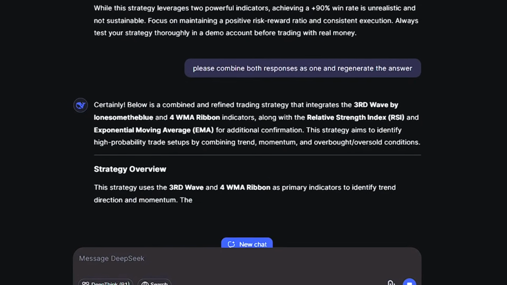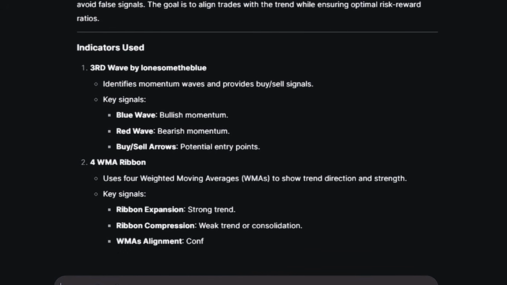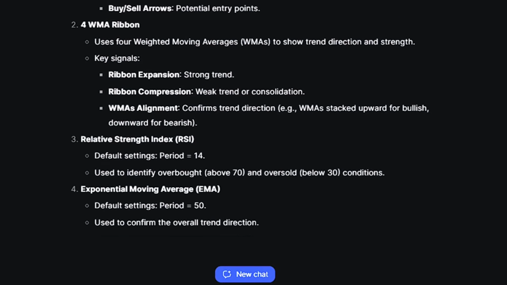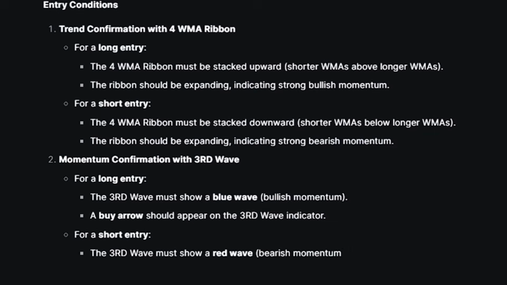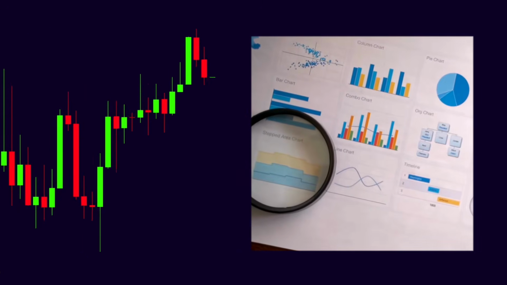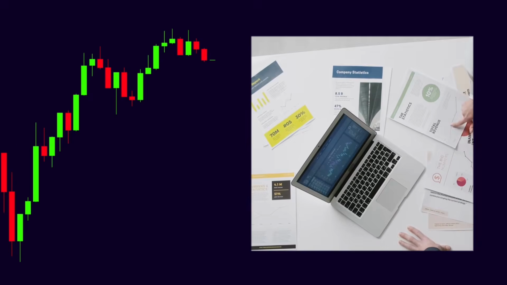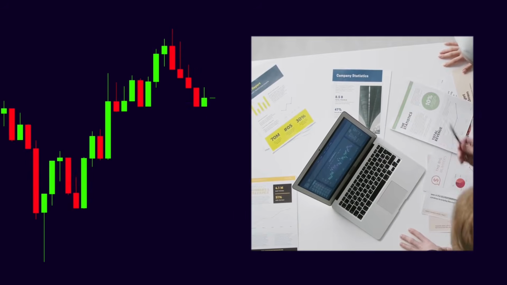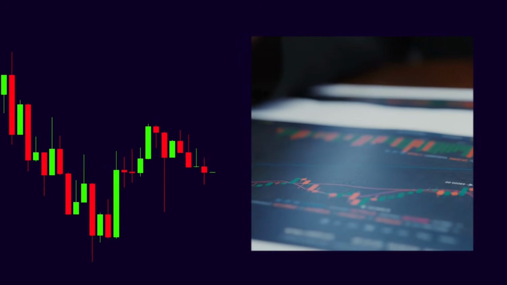I asked the new DeepSeek AI to give me a strategy with over 90% win rate, and after struggling with it a bit, tweaking and refining it, and of course adding my own twist, I came up with this one. And let me tell you, the results are insane. But that's not all. Stick around until the end because I'll also show you how to turn this strategy into a fully automated ChatGPT generated bot with alerts, all for free. Believe me, you'll thank me later.